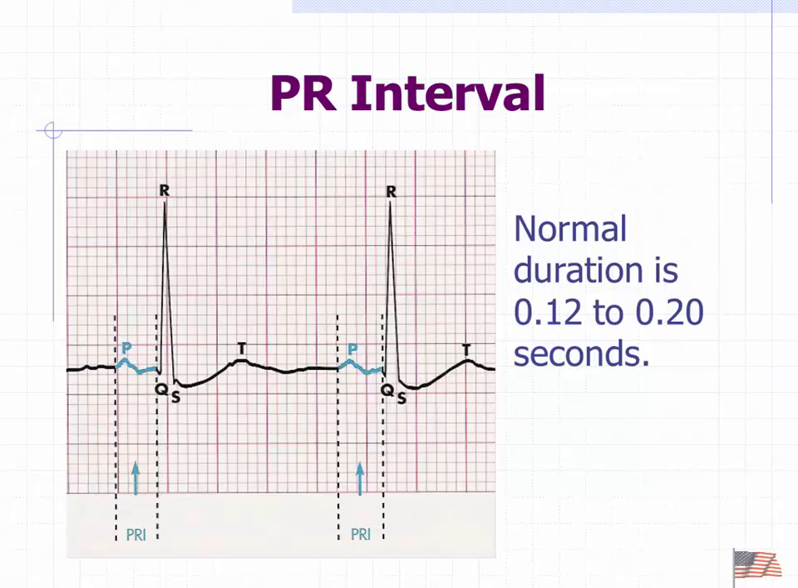Now we go through the PR interval. This is one that you should know, the duration of the PR interval. The duration from the start of the P wave to the start of the QRS complex should be between 0.12 and 0.2 seconds. From 3 small boxes to 5 small boxes.